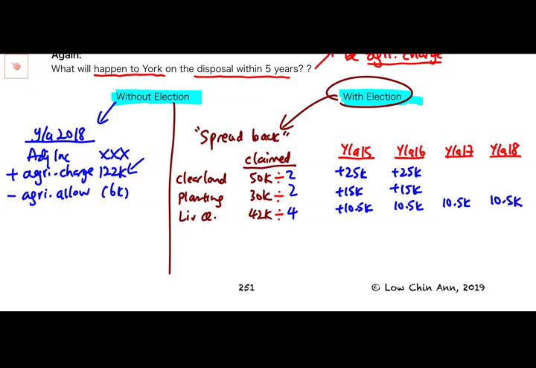Okay, now that's how you handle agriculture allowance. So much straightforward, right? So we just take a short time, then we finish this. Okay, now page 252, there is one example. I would like you to try that. 252. Okay, so if you have done that, let's go and set up our Excel again.